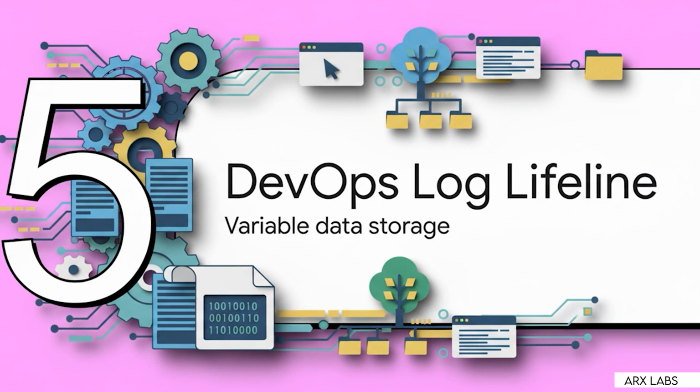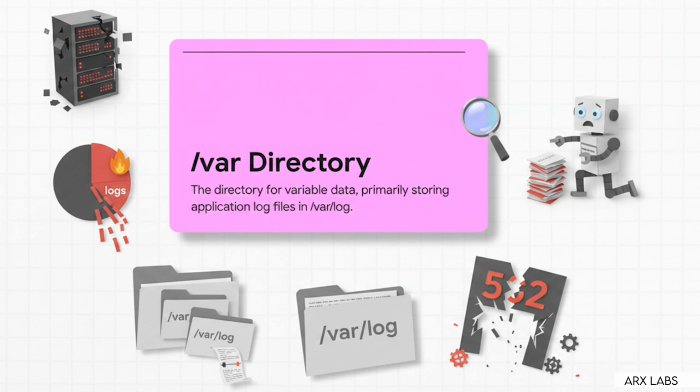And that brings us to our final stop, Part 5, the DevOps log lifeline. The var directory stands for variable data, and honestly, most importantly for our tour today, it serves as the ultimate storage destination for application log files, which are specifically housed within var/log. When a web server crashes, throwing a nasty 502 bad gateway, or an application starts rapidly leaking memory, the var directory is the absolute first place an engineer looks to figure out what on earth went wrong.